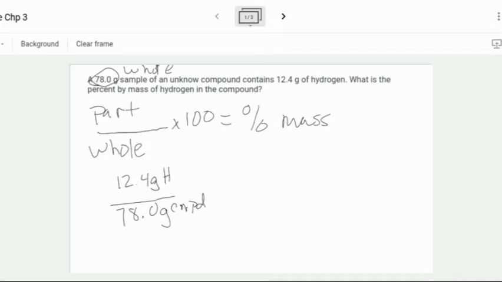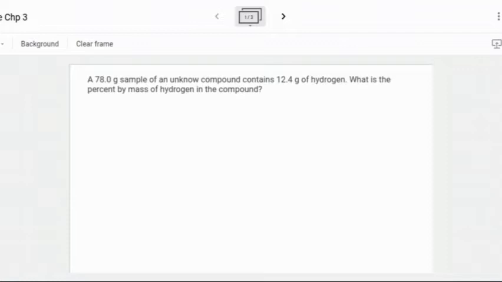All right. So when we are looking at percent by mass, whenever you're looking at percent, you are always going to have the part on the top and the whole on the bottom, and then you're going to times it by 100, and then that will give you your percent by mass.